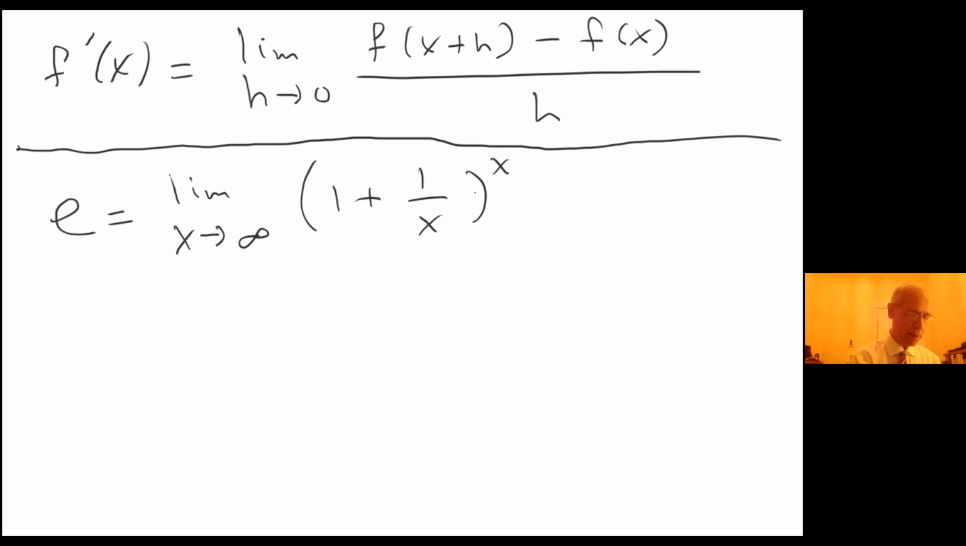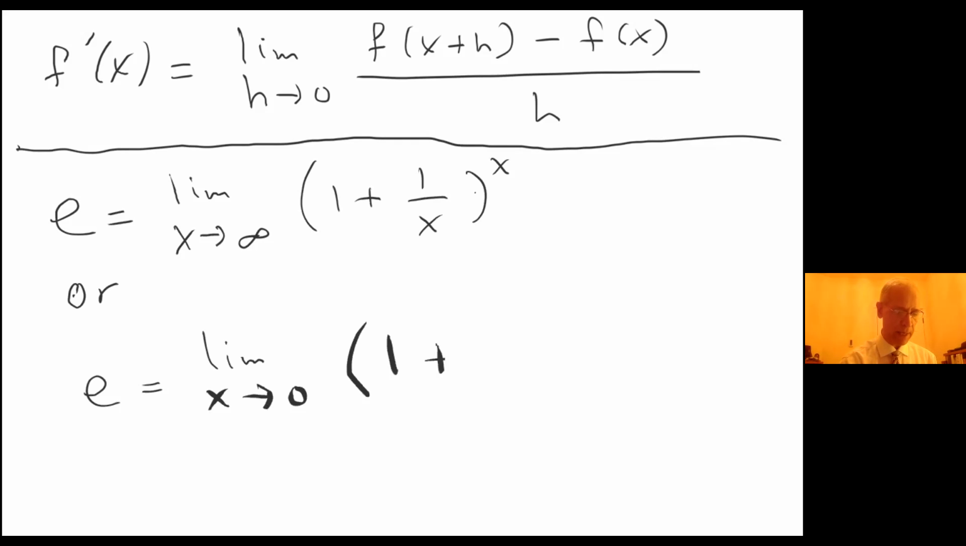Or e equals, this time, the limit as x goes to 0 of 1 plus x to the power of 1 over x. These two have the same value. They're essentially the same thing. And why do I say that? Why do I say that these two are essentially the same thing? Let me go to the next page.